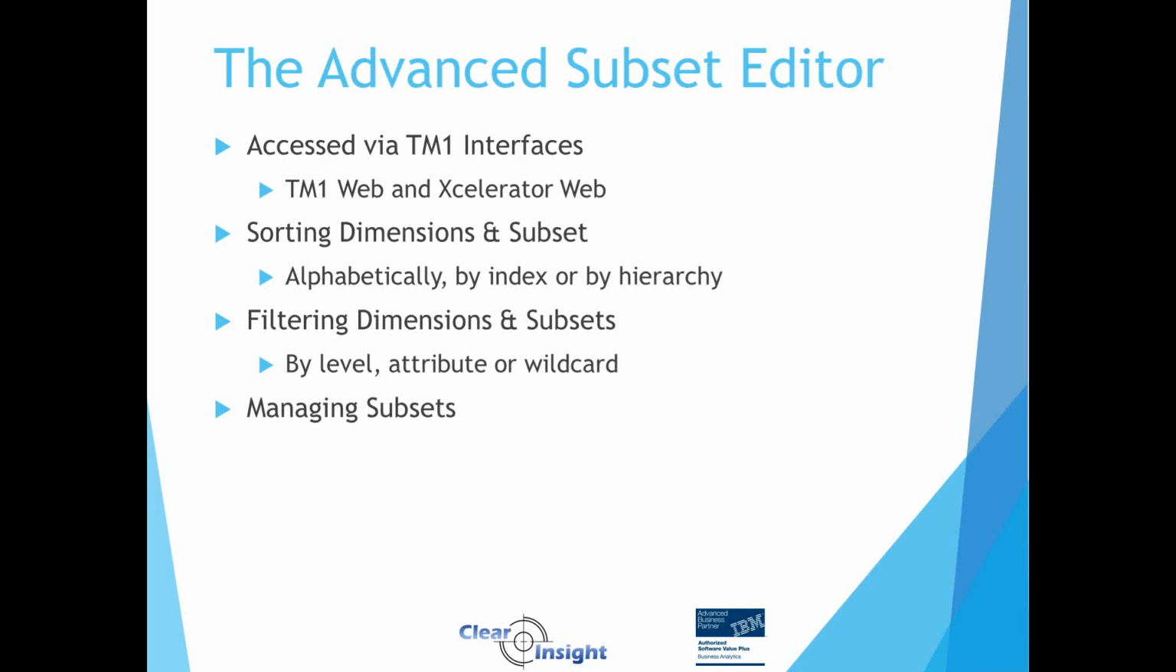The advanced subset editor allows you to do sorting and filtering. For sorting, there's alphabetically, by index, or hierarchy. On the filtering side, you've got level, attribute, and wildcard. I think wildcard's probably my favorite. It's the most useful. And you can also manage subsets. So while you're analyzing and entering your numbers, you can also save your own personal subsets for use when you come back into those web sheets in the future.